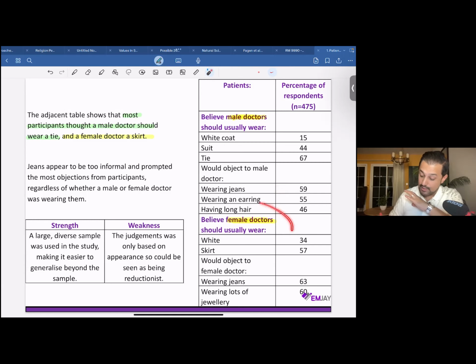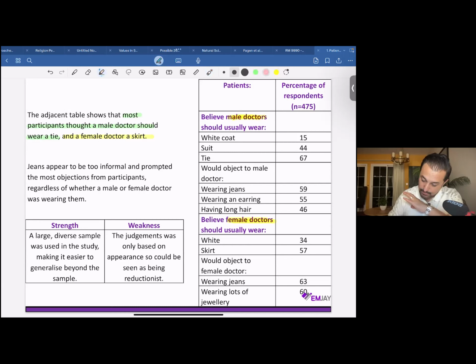Likewise, when we move on and speak about the results regarding females, they believe female doctors should usually wear white and should be wearing a skirt, and would object to female doctors wearing a pair of jeans or a lot of jewelry. Now, jeans appear to be too informal and prompted the most objections from participants, regardless of whether a male or a female doctor was wearing them. So this is what we are talking about.